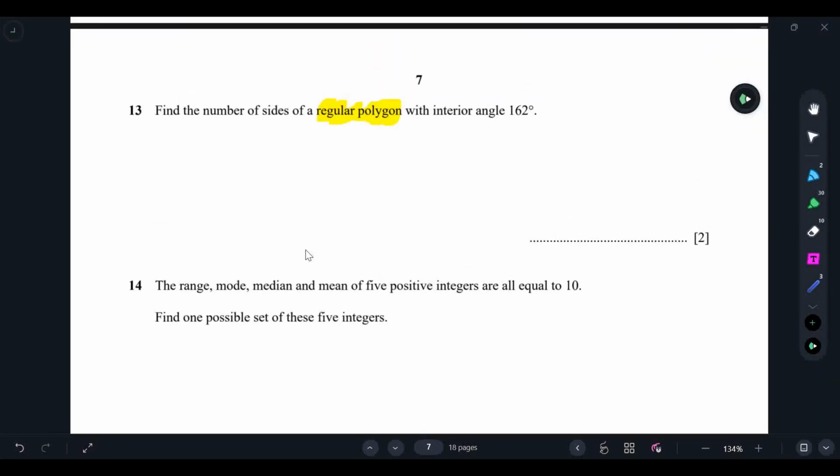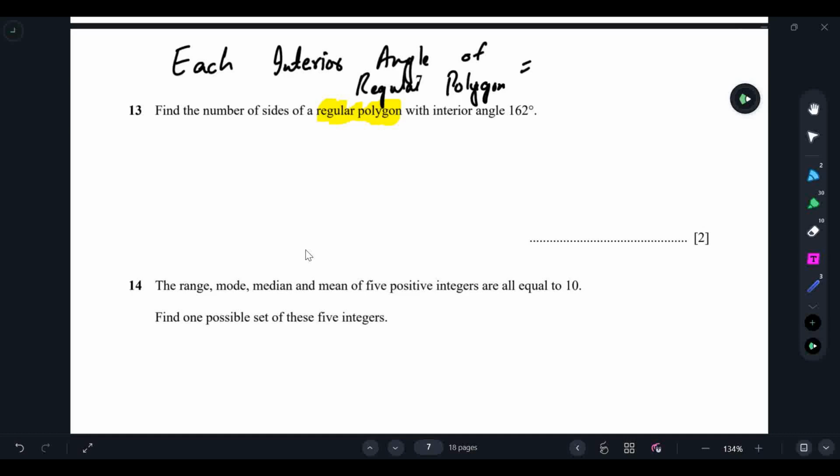So we know that we need to use this formula: each interior angle of a regular polygon is (n minus 2) into 180, whole divided by n, where n is the number of sides.